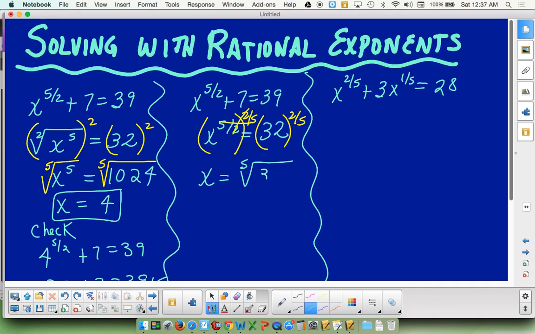Well, we just did it. 5th root of 32 is 2. Sorry, that's supposed to have a square on it. So then I do 2 squared, which is 4.